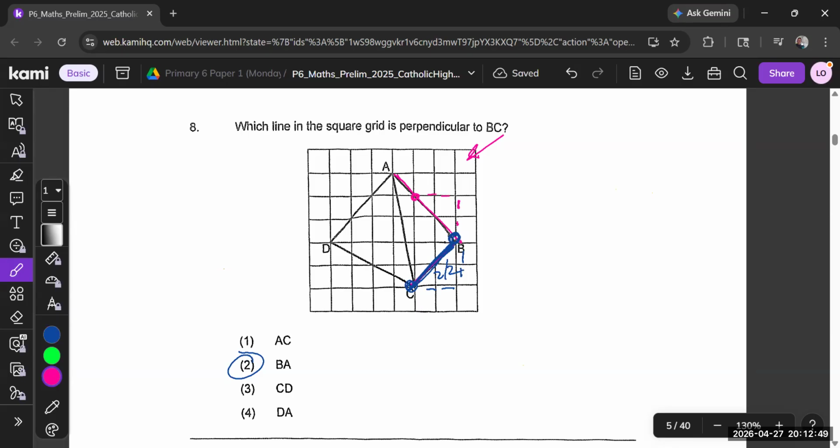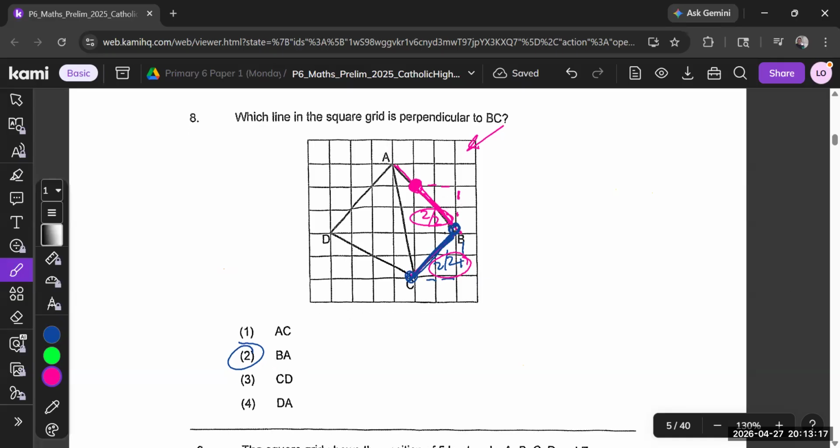And how do you know it's perpendicular? Because you see the 2 by 2, and the pink color line also cuts through the corner, this little pink dot. Why is that so? Because 2 by 2, 2 by 2, they are perpendicular. That's how you prove whether it's perpendicular. They have the same pattern, 2 by 2. Got it now? So your answer is BA. So BA is perpendicular to BC.